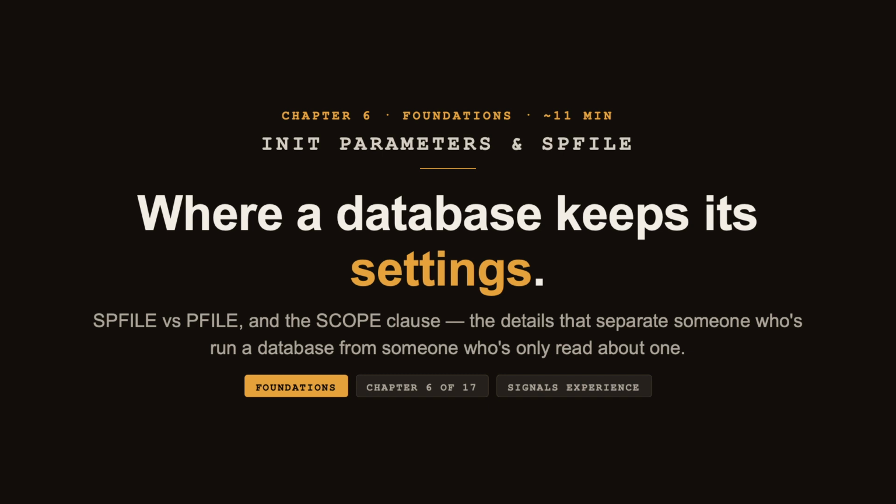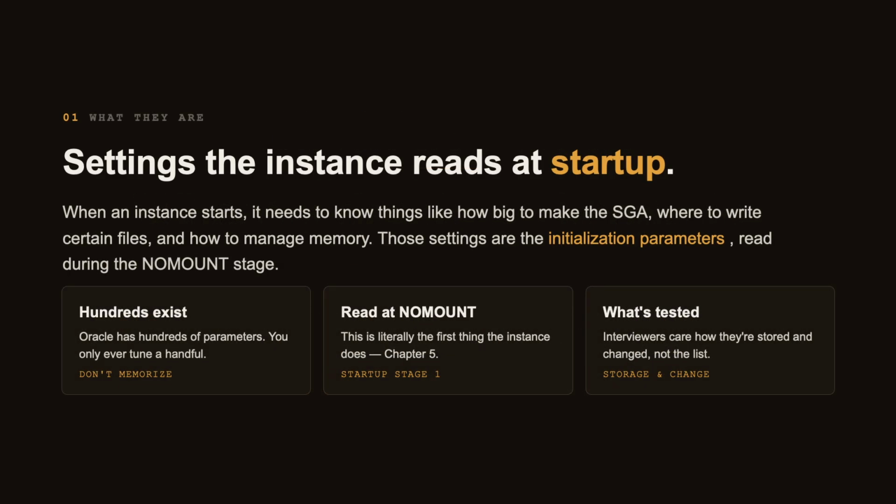What they're really testing is whether you understand how parameters are stored and changed, and specifically two things: the difference between the SPFILE and the PFILE, and the meaning of the scope clause. Get those two right, and you sound like someone who's actually run a production database. Let's earn that. Let's define them plainly.